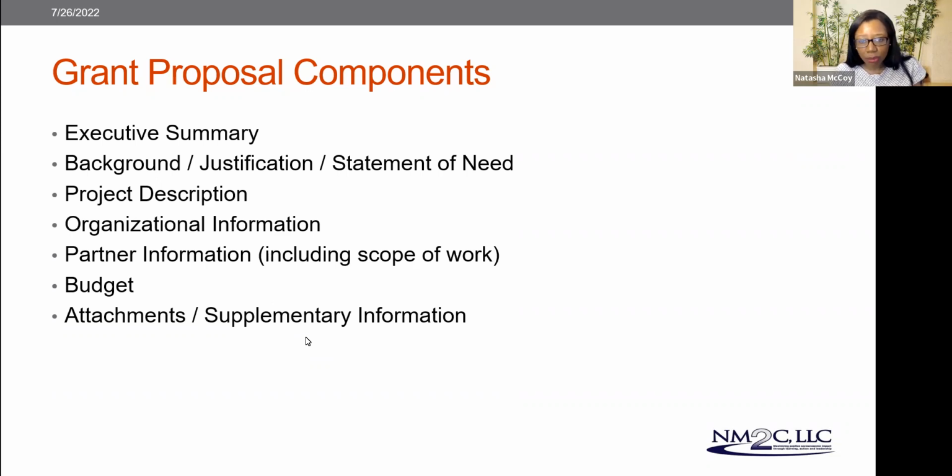Talk about any partner information, including the scope of work for their partners. So not just saying that a partner is going to be involved, but including some aspect of what they're going to be responsible for. Talk about the budget in very brief terms, because this is just the executive summary. You want to indicate how much you're applying for, but you want to go into greater detail in the actual proposal, as well as include any attachments, some information, or any other requested items.